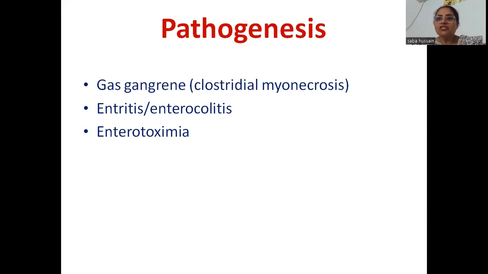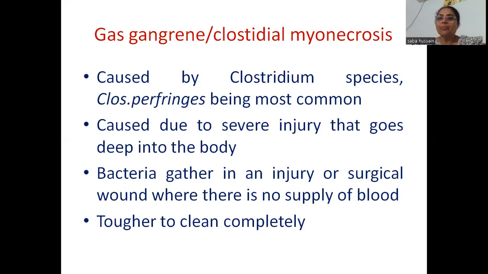Clostridium perfringens causes gas gangrene, which is synonymous with clostridial myonecrosis also. As you can say, myo is muscles, so necrosis in muscles is what gas gangrene is. We are going to study this in detail in the next few slides. Then it also causes enteritis, also called enterocolitis, and enterotoxemia. Enteritis and enterotoxemia I will be taking in the next lecture. Here we will be focusing on gas gangrene.